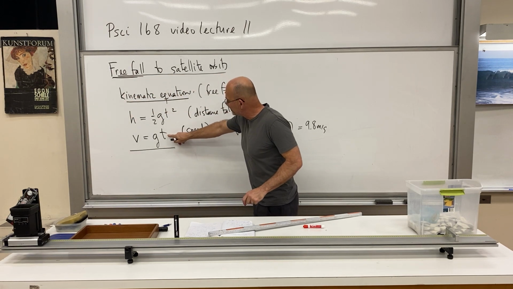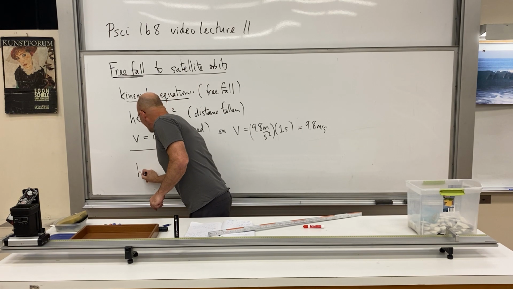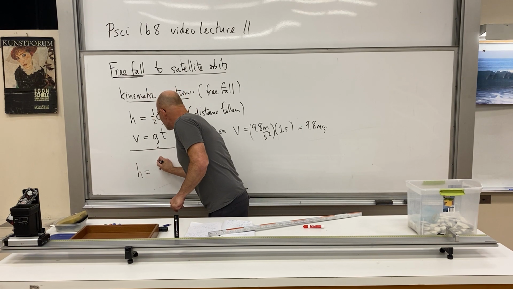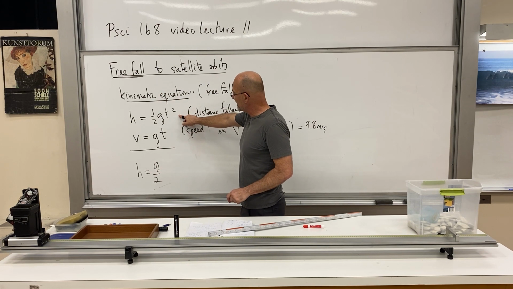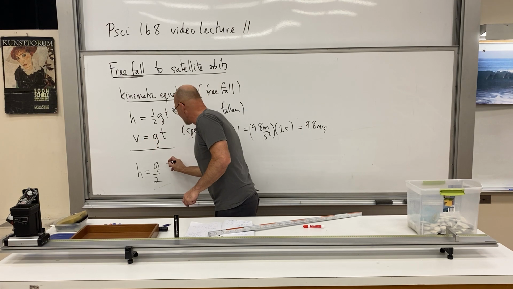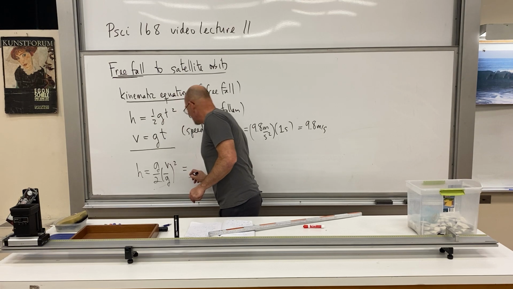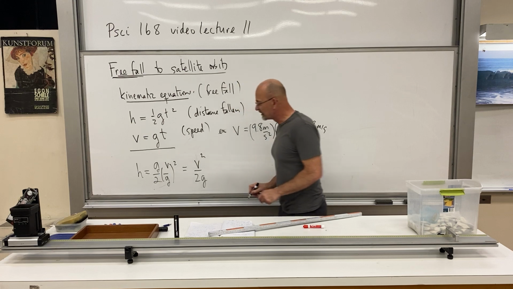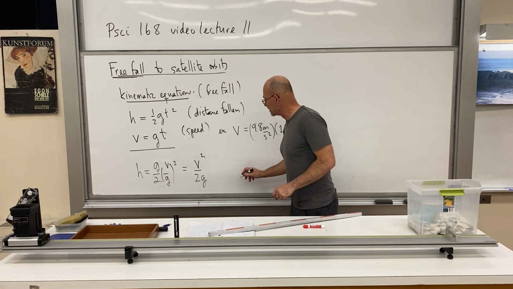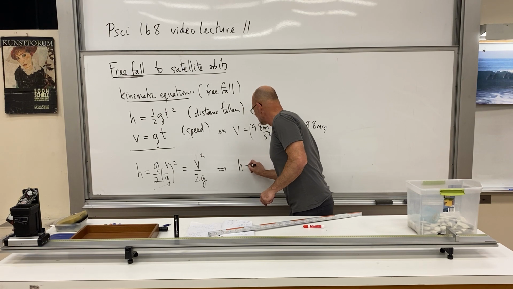So if we solve for t and plug in up here, we have h equals g over 2, and then we're going to solve for t. T is v over g. V divided by g, and we're going to square it, and that gives us v squared divided by 2g. This third formula here, I'll put a star there, and in fact I'll go ahead and put h equals v squared divided by 2g.